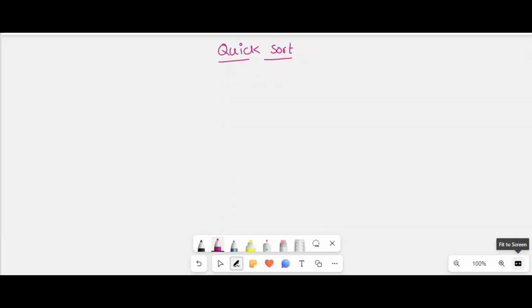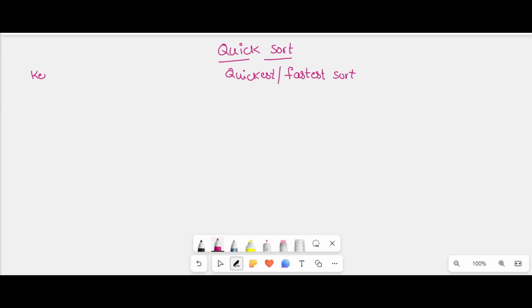Hi students, in this video we will discuss the quicksort technique. Why the name quicksort technique? It is the quickest sorting technique, or fastest sorting technique. That's why the name is called quicksort technique. What are the main important characteristics of this quicksort technique?